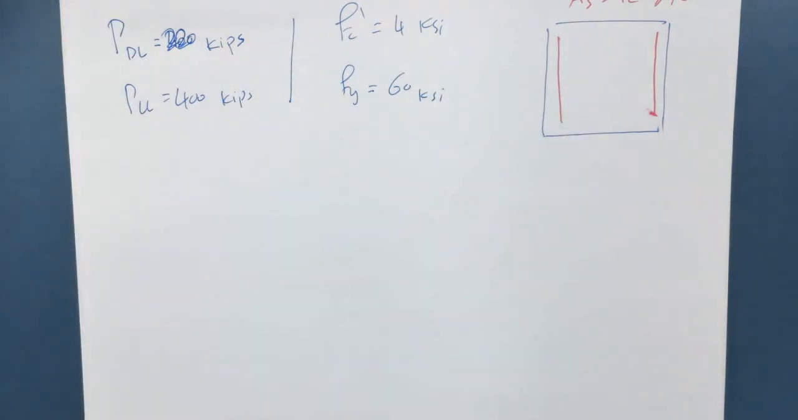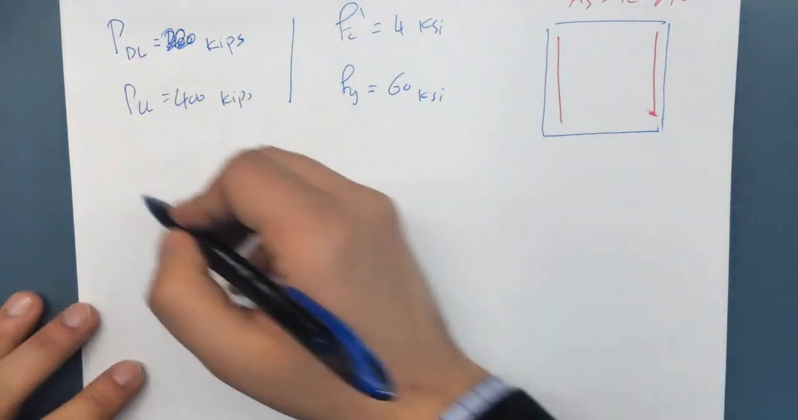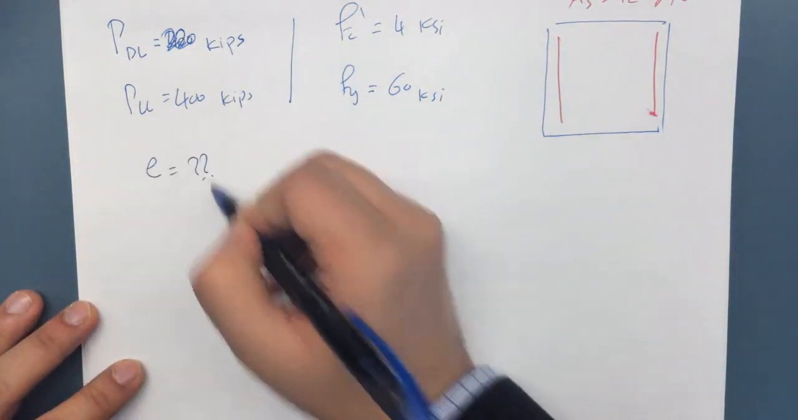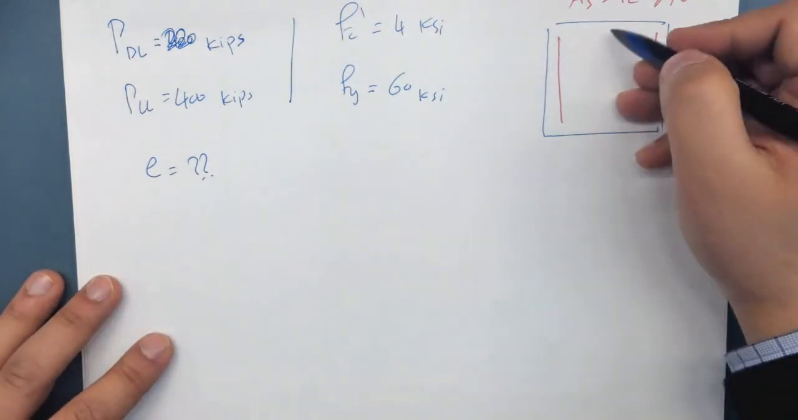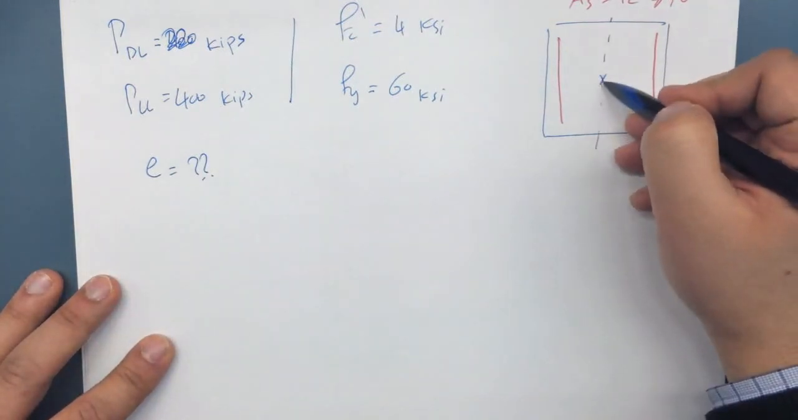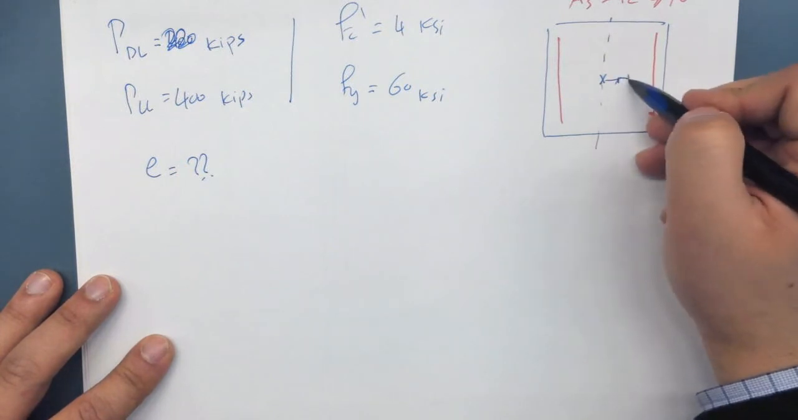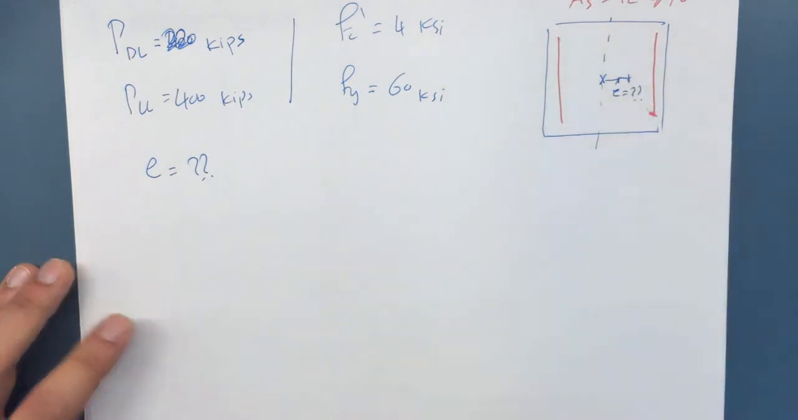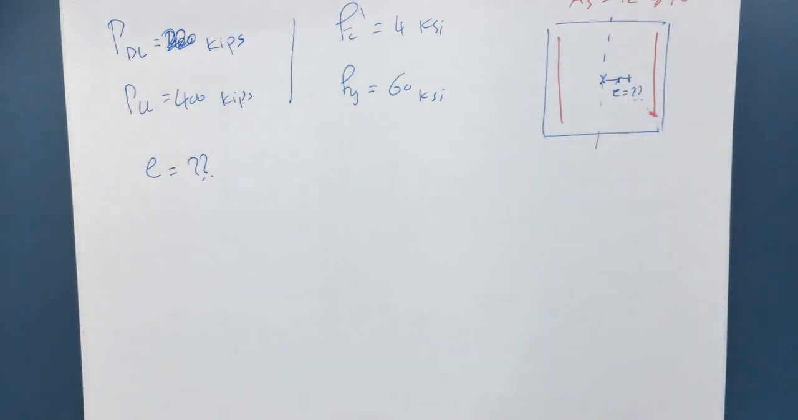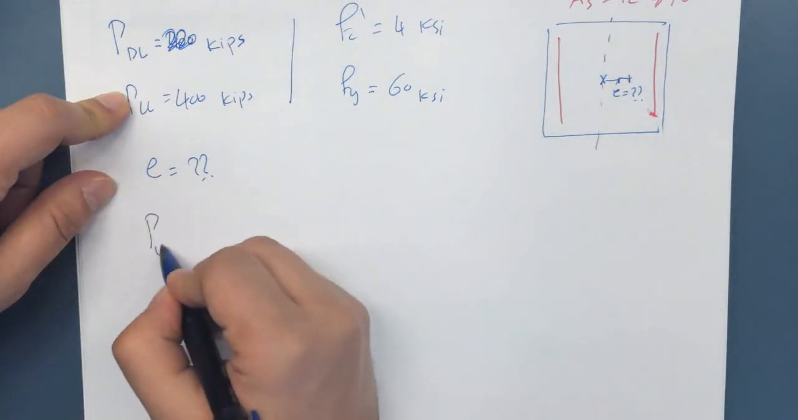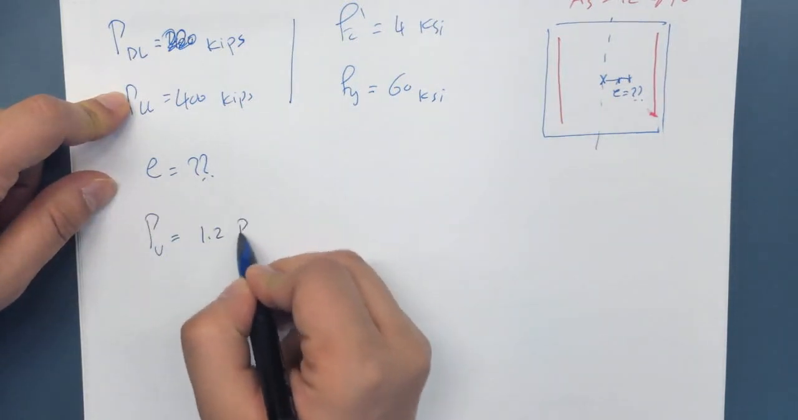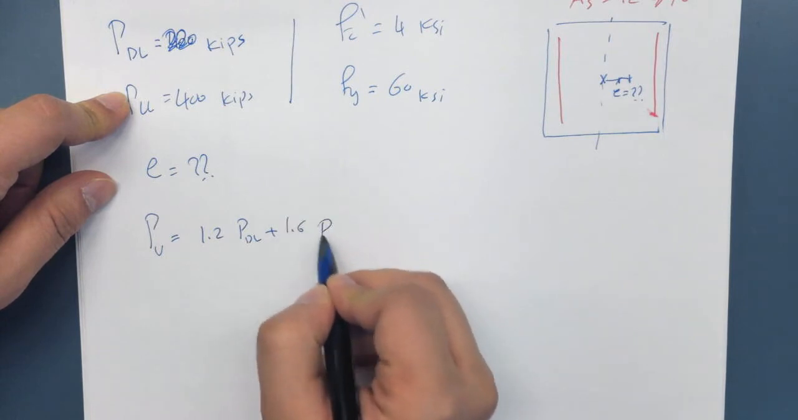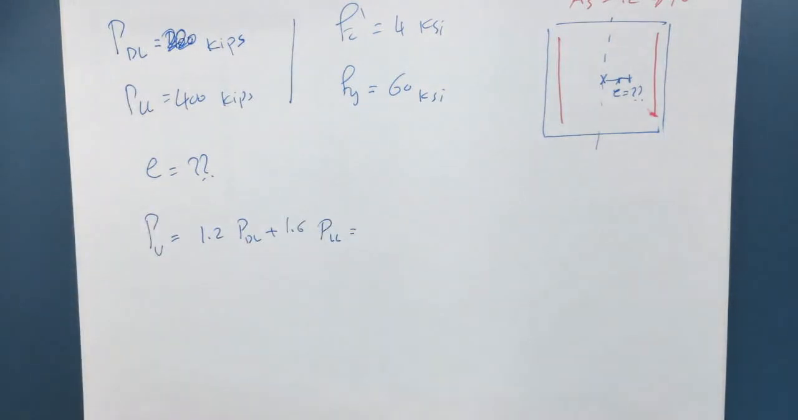The problem is asking you the other way around. The problem is asking, what is the maximum eccentricity, e, that you can have on this section? So how far you can put your load from the center? Is it 1 inch? Is it 2 inches? Is it 5 inches? How far this eccentricity could be. So let's see what piece of information that we have. We know off the bat what is my P ultimate. This is 1.2 the dead load plus 1.6 the live load, which again, if you look closely, is going to be 904 kips.